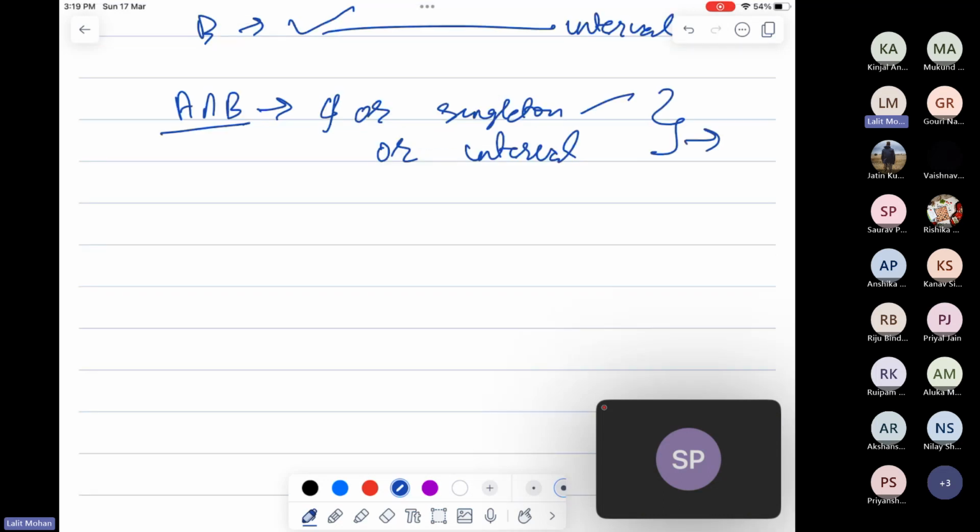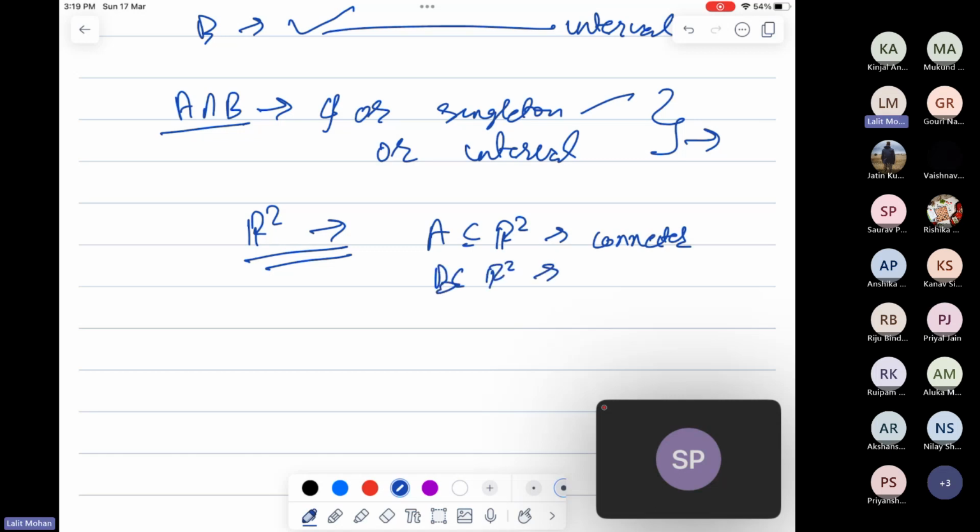So can you apply this result in R2? A subset of R2 which is connected, B subset of R2 which is connected. Can we say that A intersection B is connected?